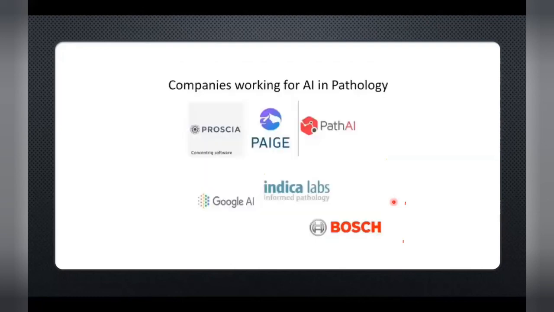molecular biology assessment. These are some of the companies, and the list keeps adding up nowadays. PathAI, Google AI, Paige, Indica Labs, Roche, and Philips has come in a major way. You have other equipment also there. So just for your information, you can go to each one of these websites and look into what AI they have done.